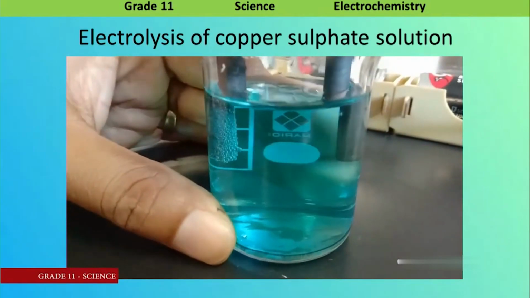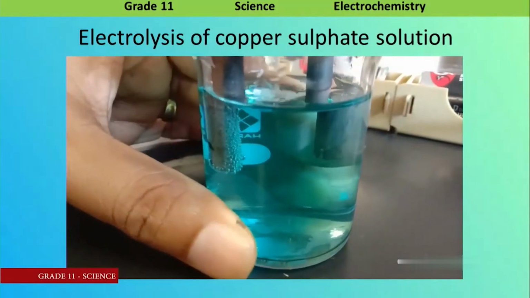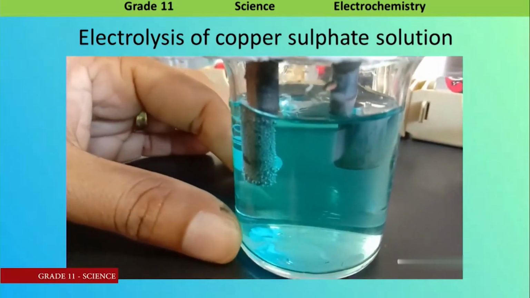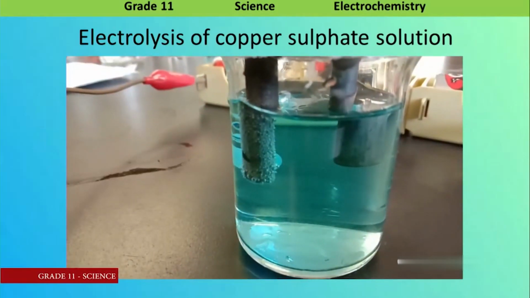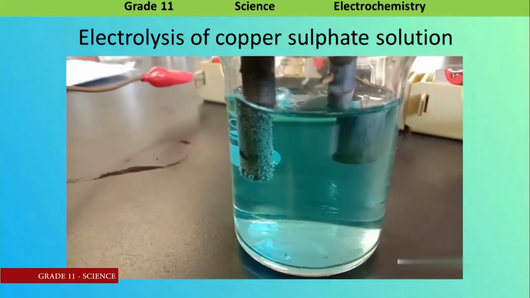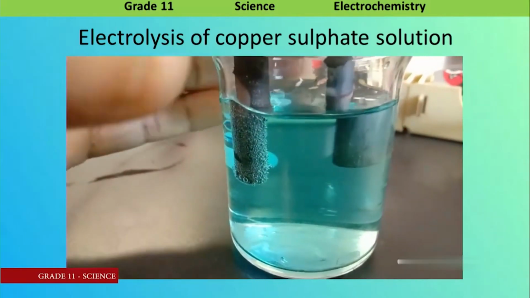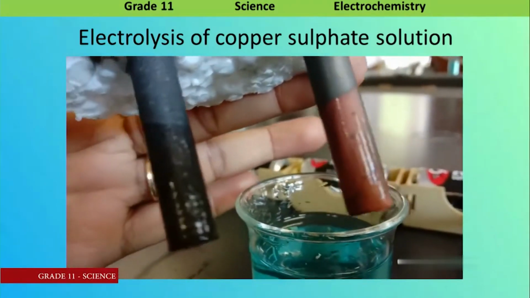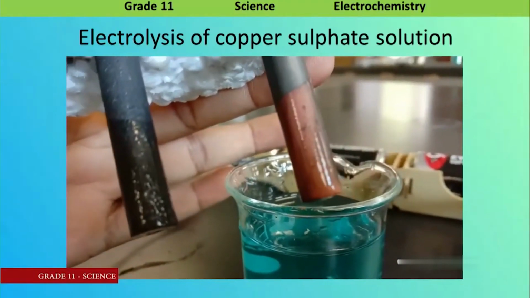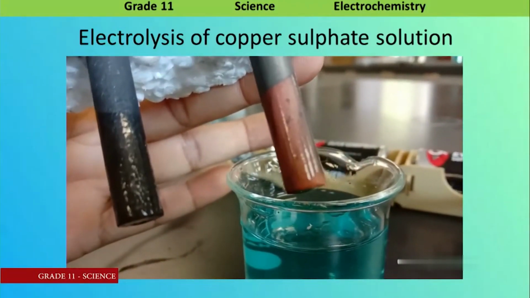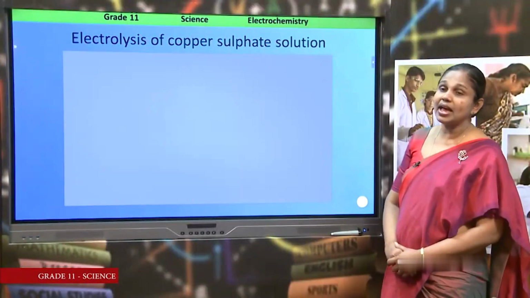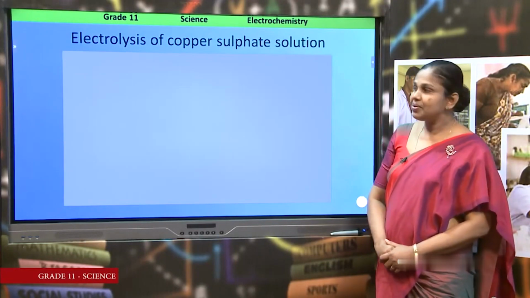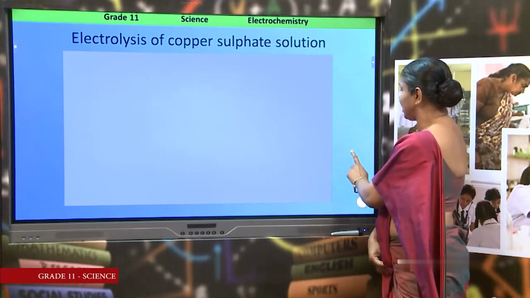copper ions in the solution are attracted to the cathode and get plated there at the cathode by turning into copper metal. Okay, right. Okay, children. Now finally you can see how copper metal has plated around the carbon rod. This is what we call electroplating, children.